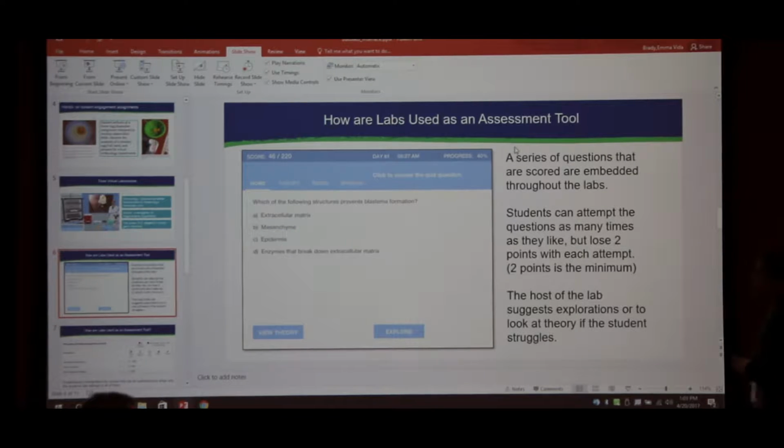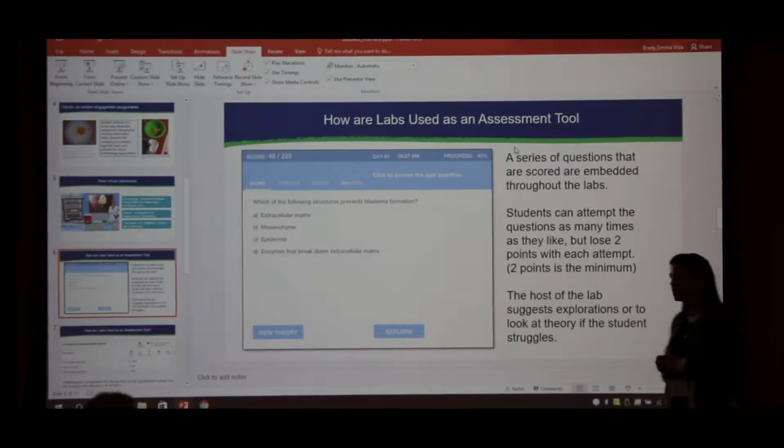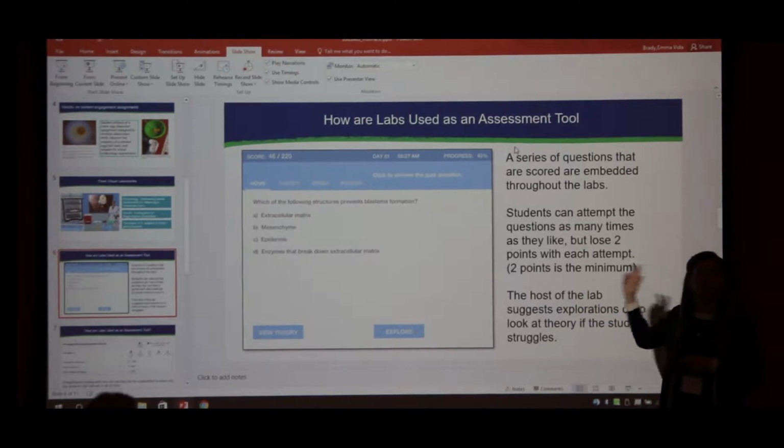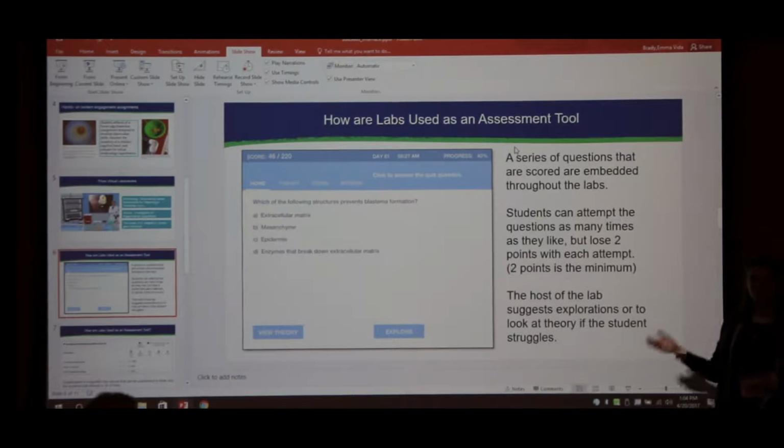As an assessment tool, there were 2 ways to think about it. One is mastery, but it speaks to that student-centered idea, in that the students could answer the question as many times as they wanted to, but they lose 2 points every time they answer as the maximum they can get. They can never get a negative score. There's a minimum of 2 points.